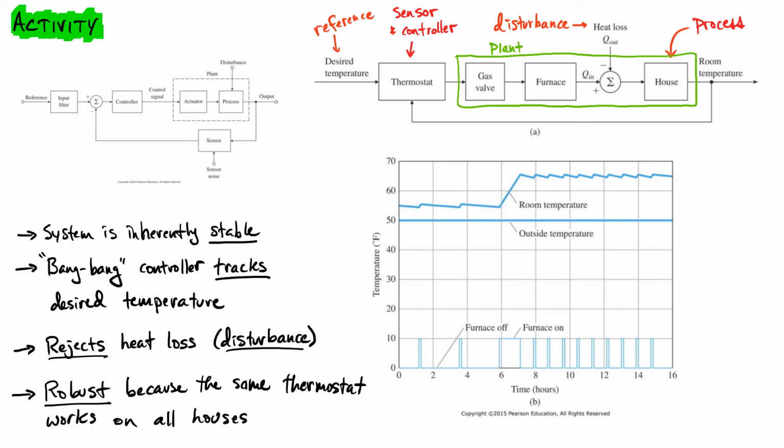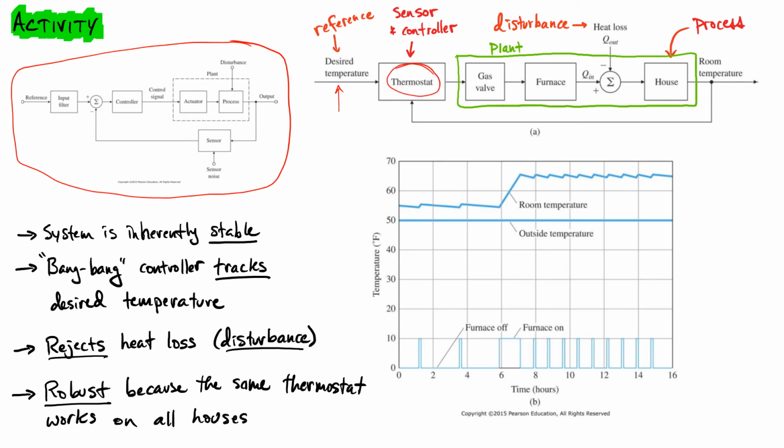So I've made a copy already of the control diagram, essentially the block diagram that we have from the previous slide. And now we're going to customize this for our particular case here. So in this case, the reference, that's our desired temperature. Desired temperature comes in, that's what we would like our temperature to be. The thermostat is really not only the controller, but it's also the sensor. So it also has something that's monitoring the temperature inside the house and then turning the furnace on or off.